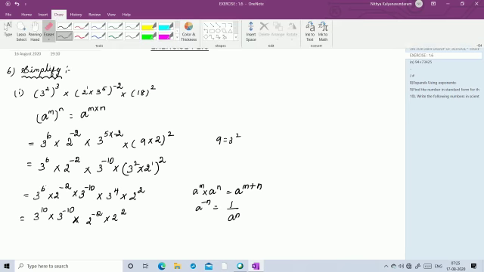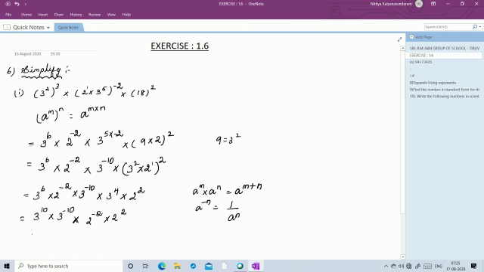So 3¹⁰, positive power alone you will keep in numerator: 2² by 3¹⁰ into 2². Same, we can cancel 3¹⁰, 3¹⁰, and 2² we can cancel. So the answer is 1.